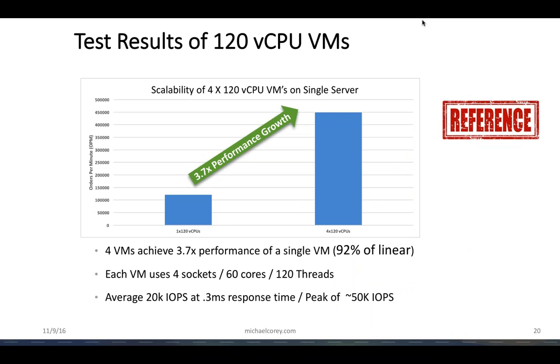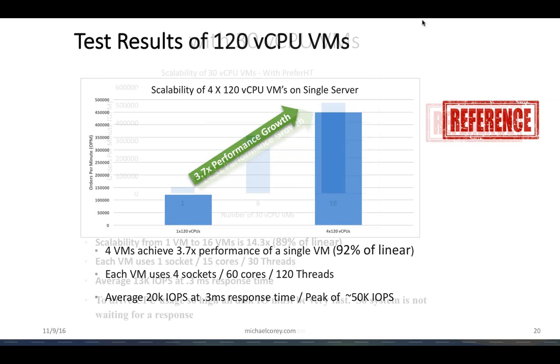And the point of this slide is to show you that it scaled, 92% of linear, that as they went bigger and badder, the technology, vSphere, scaled, right? 20,000 IOPS, 0.3 milliseconds response time, a peak of 50,000 IOPS, 60 cores, 120 threads. I mean, this is a big, bad VM.